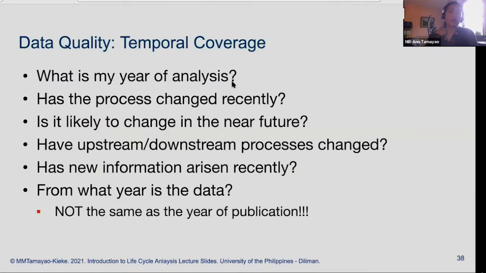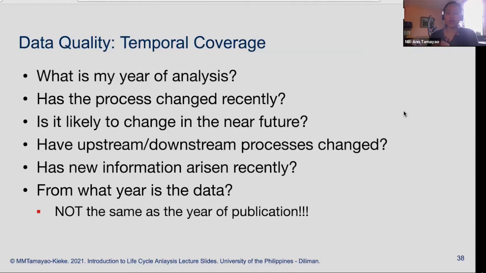In terms of temporal coverage, some questions that you might want to ask are the following. 1, what is my year of analysis? 2, has the process changed recently? 3, is it likely to change in the near future? Have upstream or downstream processes changed? Has new information arisen recently, and from what year is the data?